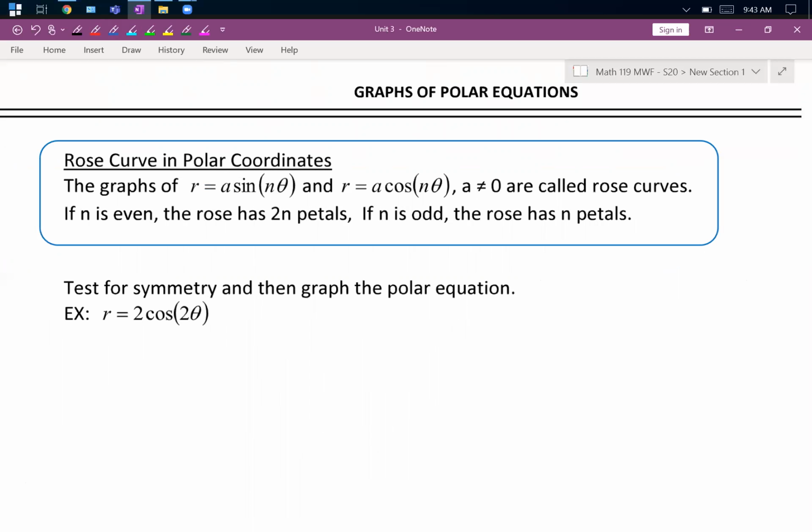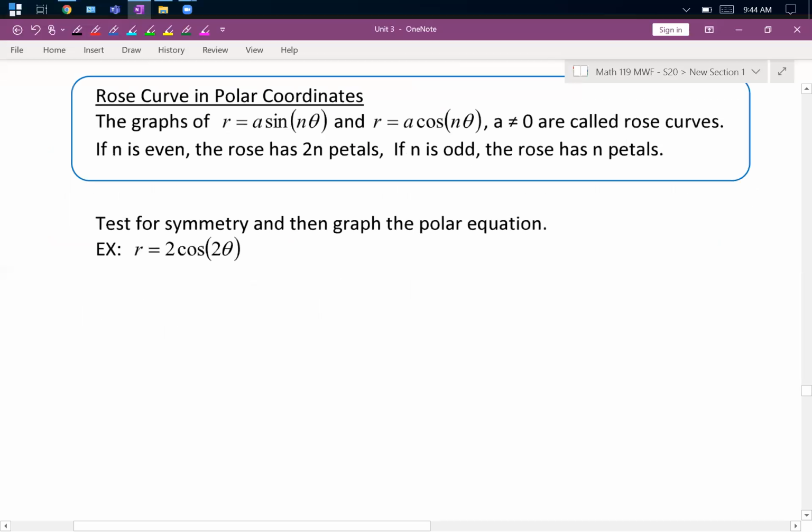Again, that's not really something I tend to remember. I feel like you see it when you plot the points and draw it in for increasing theta. But if that's something you want to memorize, please feel free to do that. I'm going to start by testing for symmetry.